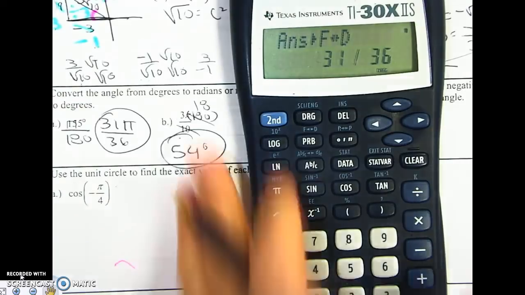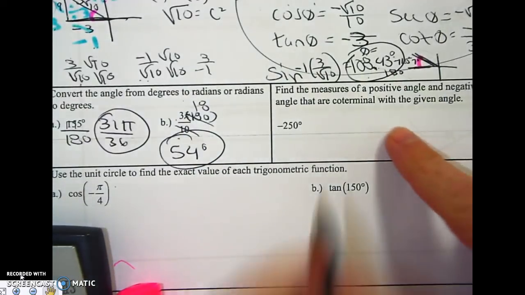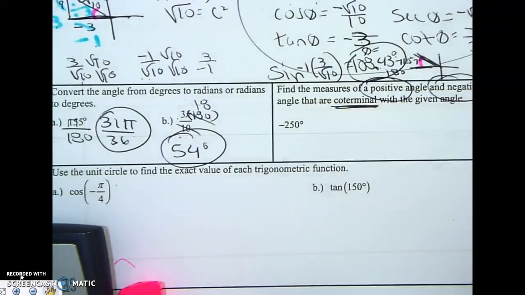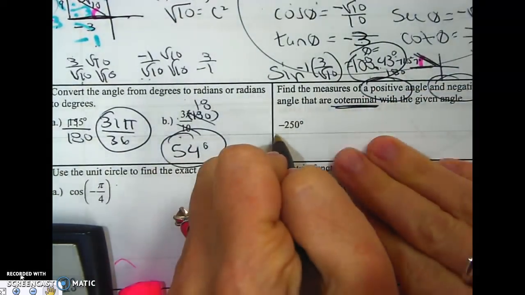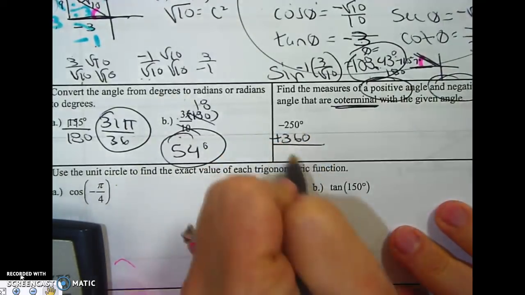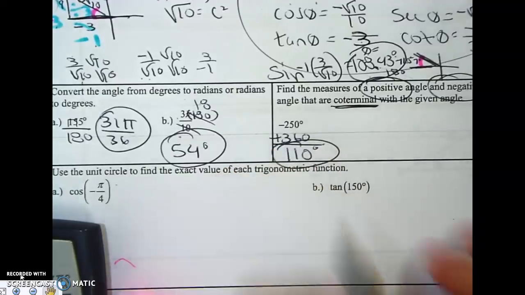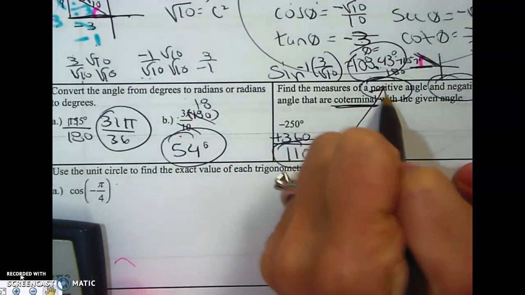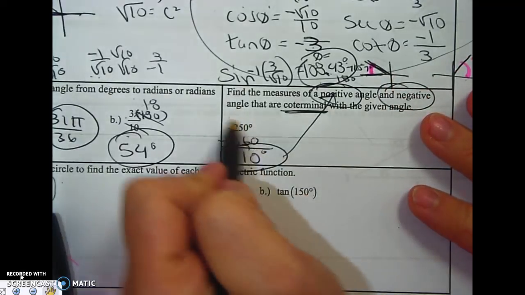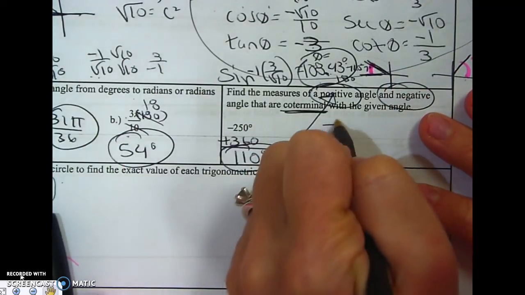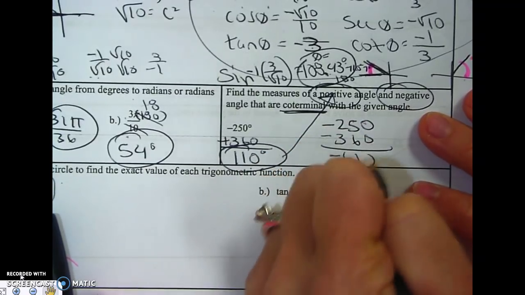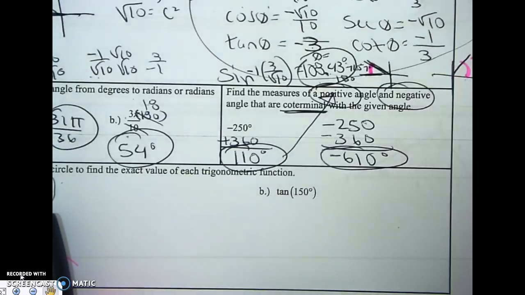Okay. Let's look at the next one. So what I want is a coterminal that's positive and negative. Okay, so let's find the positive first, which is the coterminal. And so I'm going to go 360, so that's 110 degrees. That is a positive coterminal. But they also wanted a negative that is equivalent. So if I subtract another 360, that gives me a negative value as well.